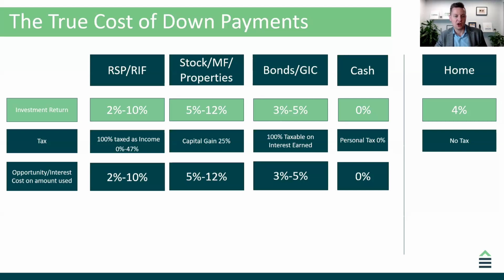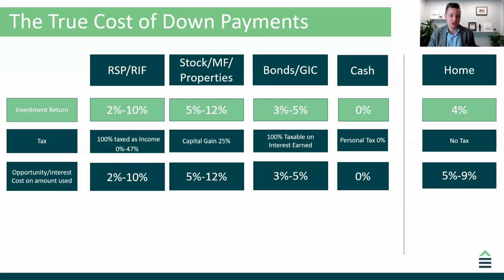So the opportunity cost is really about 2 to 10% on the RSP, on the stocks or mutual funds, et cetera, 5 to 12% bonds, GICs, cash. And if you borrow against your home, the opportunity cost or interest cost is about 5 to 9%. So depending on exactly where the reverse mortgages are at, and by the way, there is a reverse mortgage lender, actually a few of them, that are offering a low introductory rate of 4.99% for the first year. So there are options for fairly cheap money on that side.